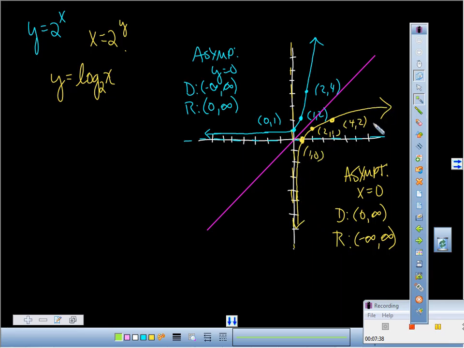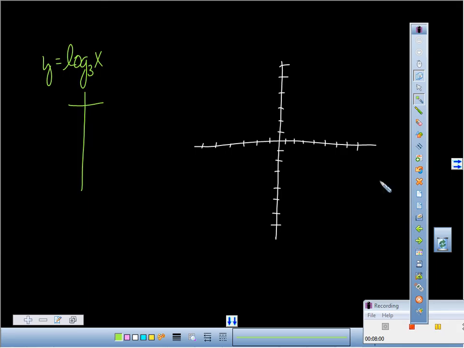Now, I can do all kinds of transformations on it. I can move it left, right, up, and down, make vertical stretches, vertical compressions. I can do reflections over the x, reflections over the y. I can do all kinds of stuff to it, and I know what happens. This one, I changed the base, but it still should be similar to that. So here's what I do.